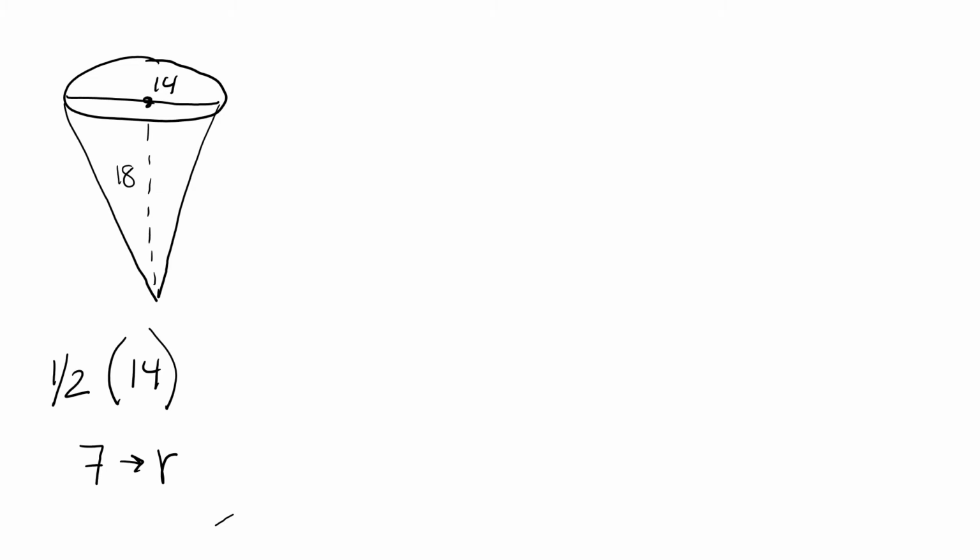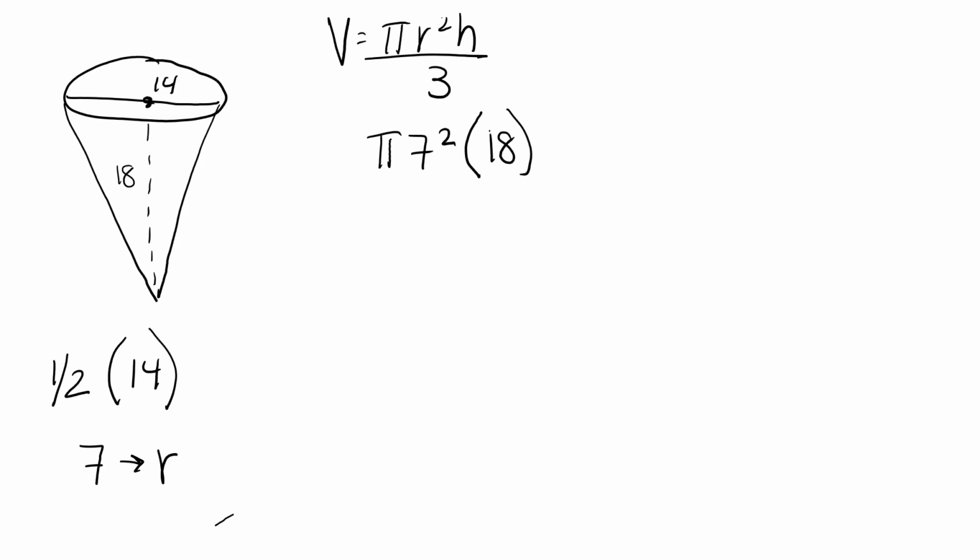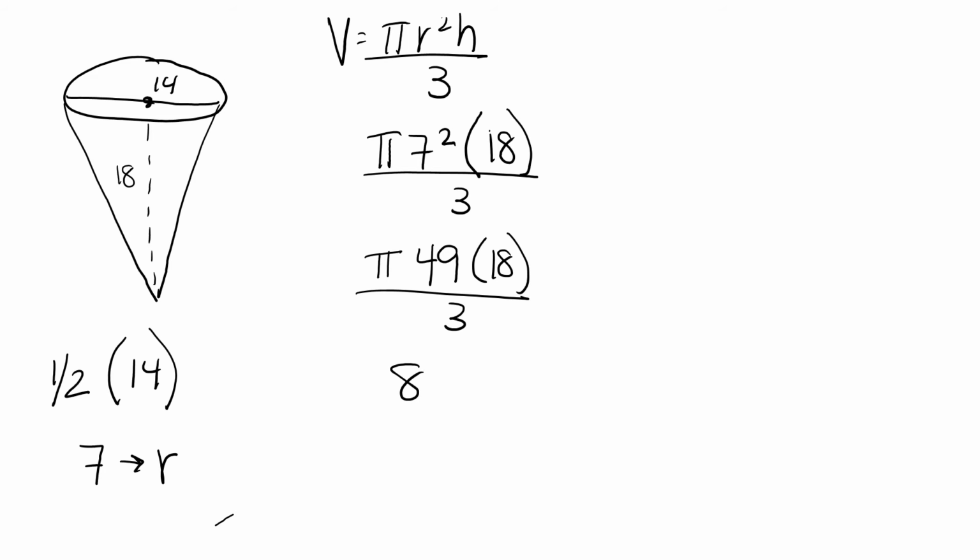We're going to plug it into our formula, V equals pi r squared h divided by 3. We plug in our radius that we found, 7, and our height, 18. Solving exponents first, 7 squared is 49. We multiply the 49 times the height, 18, to get 882. Divide that by the 3 to get 294.